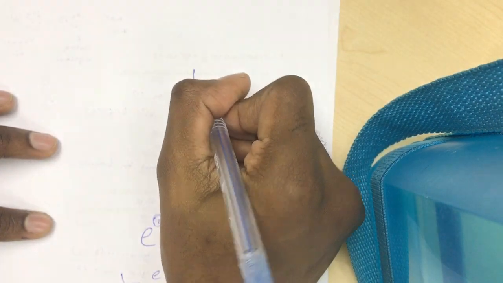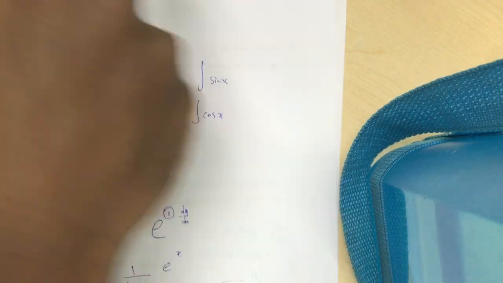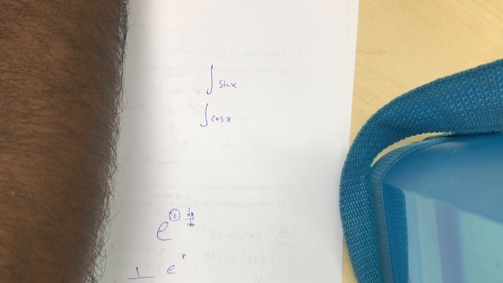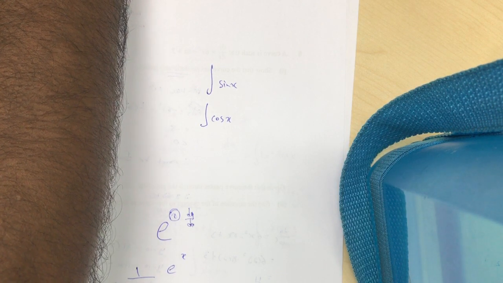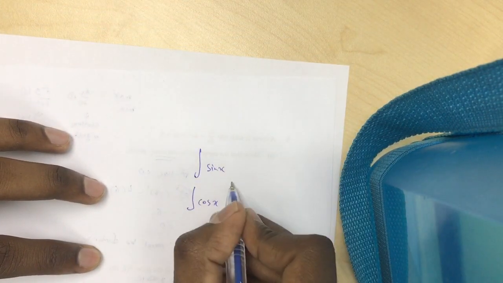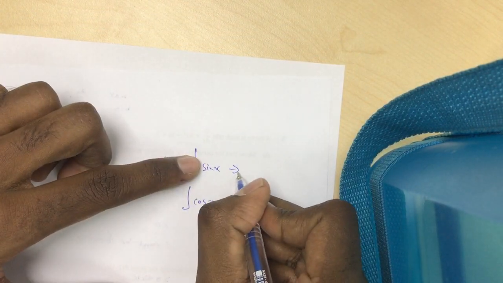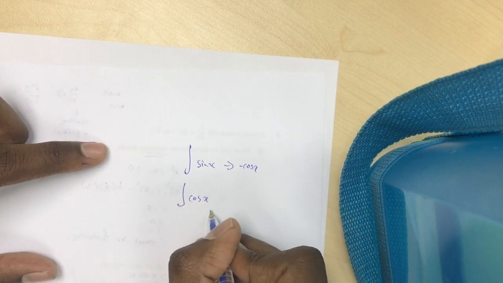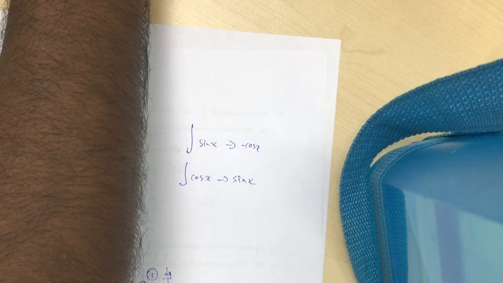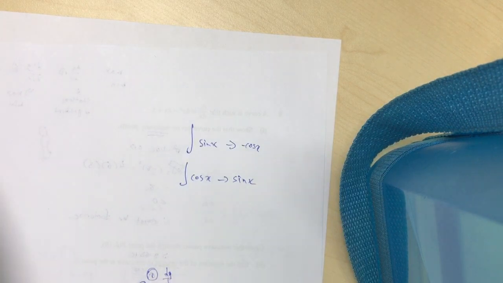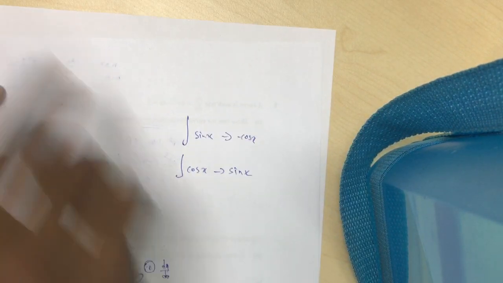Next one, integrate sin x and integrate cos x. This one is a very interesting function, and I'll share with you why. There's a way actually how we do this, but I'll just share with you: when you integrate sine, you will get negative cos x, but when you integrate cos, you will get sine. Take note of that. I repeat one more time: when you integrate sine, you will get negative cos, but when you integrate cos, you will just get sine.